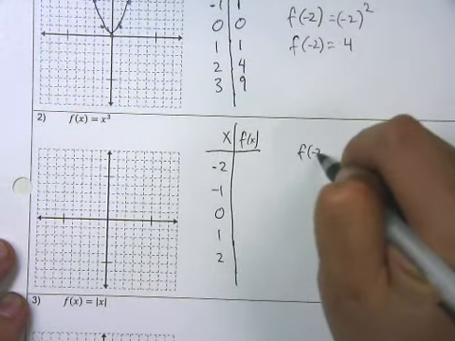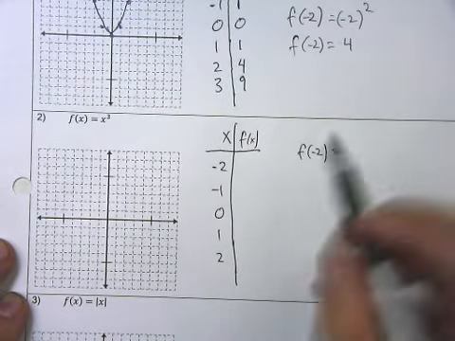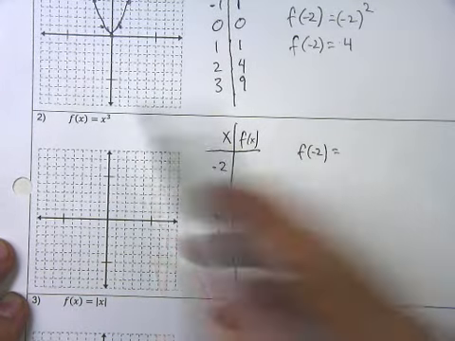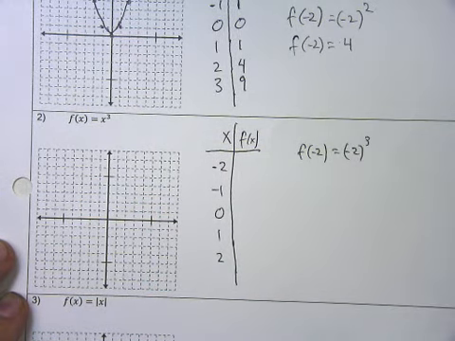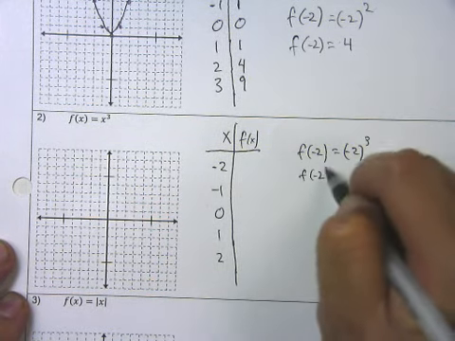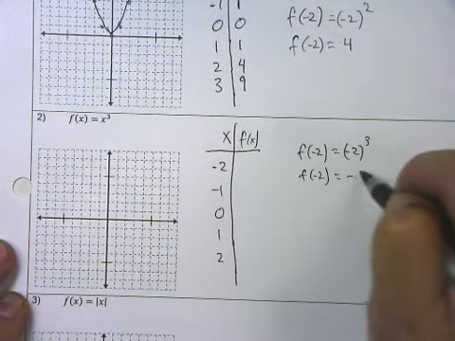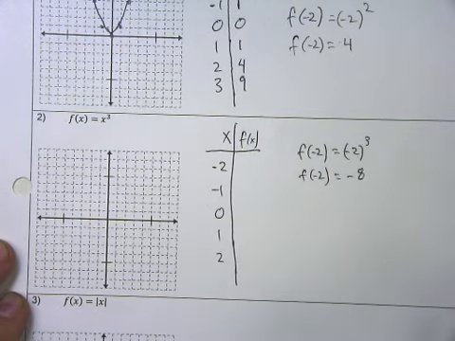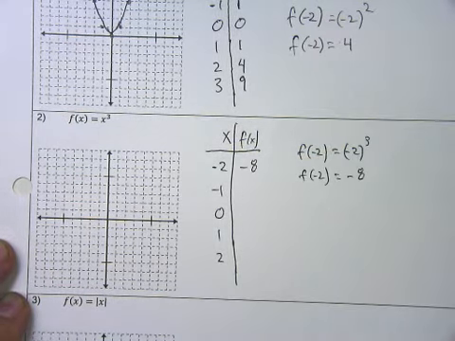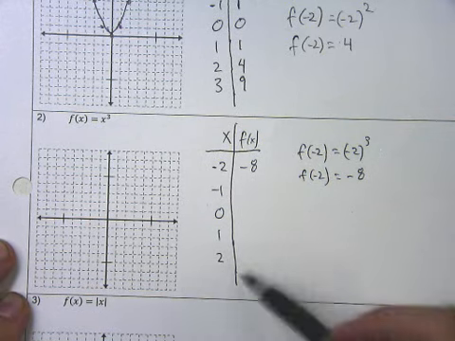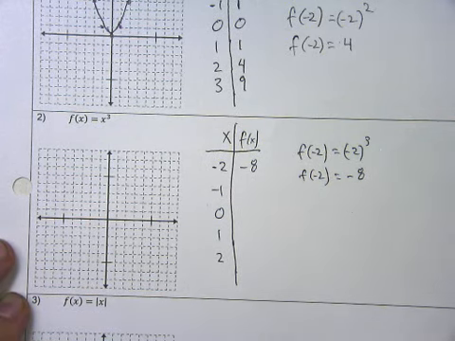In this case, my output is defined as the input cubed, so we need to do -2 cubed. What would -2 cubed be? That would be -2 times -2 times -2, which would be negative 8. So when the input is negative 2, the output is negative 8. Go ahead and finish this T-chart. Please pause and finish.